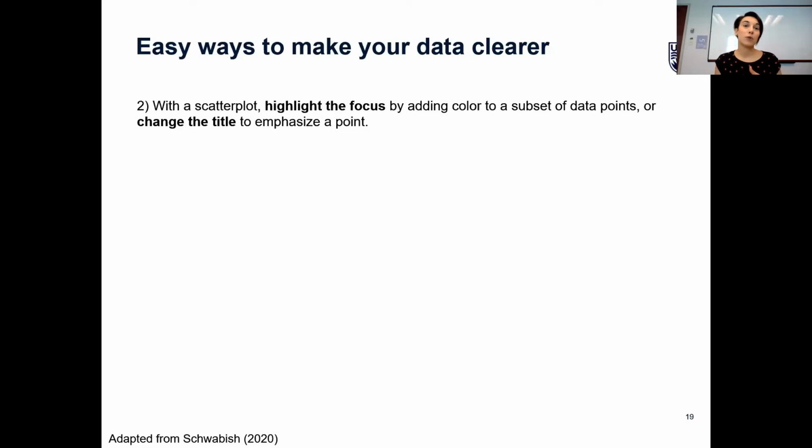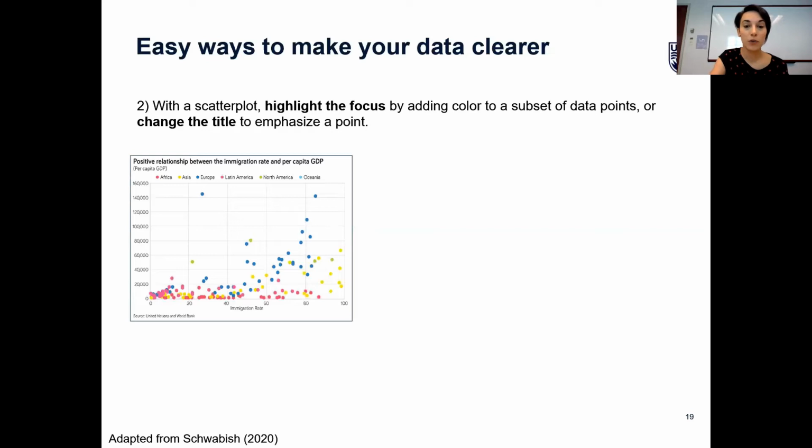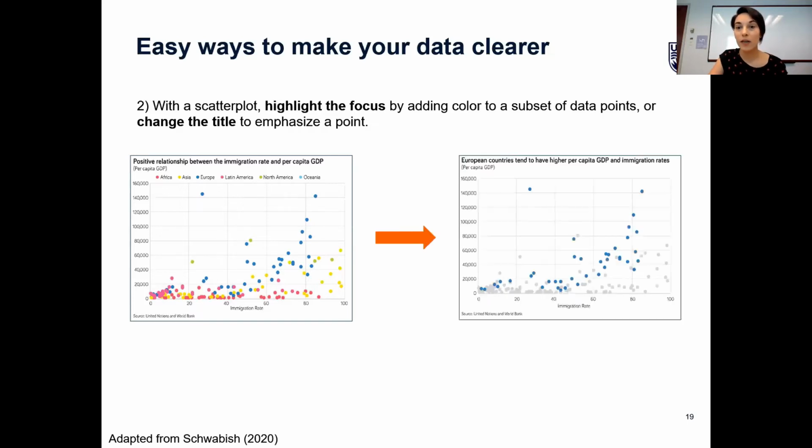Another piece when looking at scatter plots is to highlight the focus of the data. So you can think about adding color to a subset of data points or changing the title to emphasize a point. Again, here it's quite an overwhelming figure. There are a lot of colors. You're trying to match the color with the actual data itself, and it can be a little bit overwhelming to process this data.